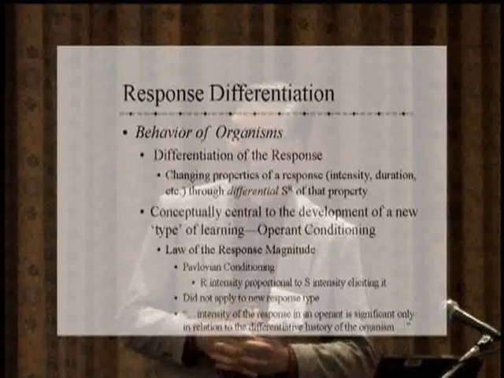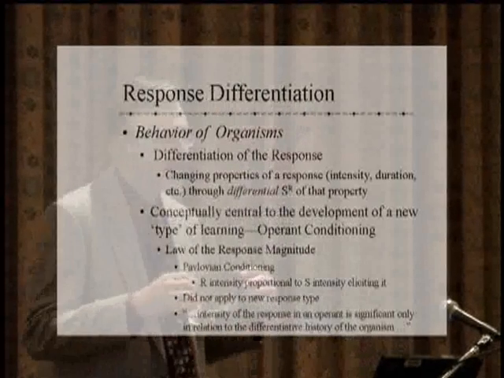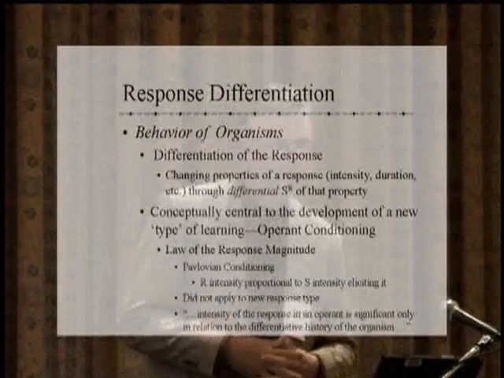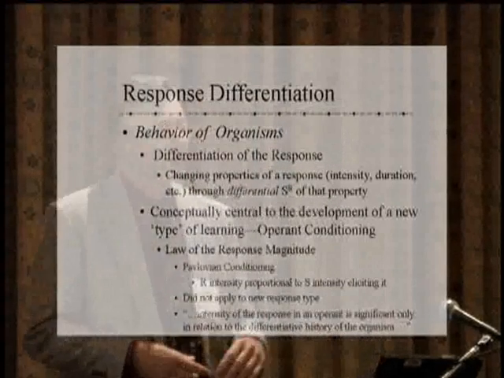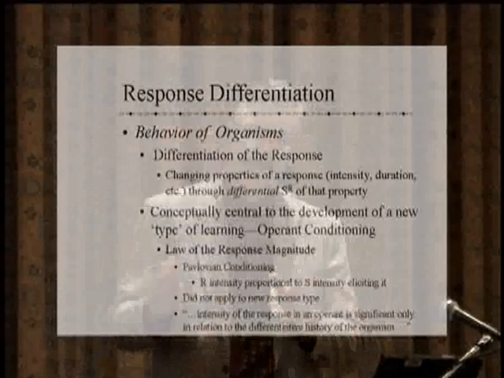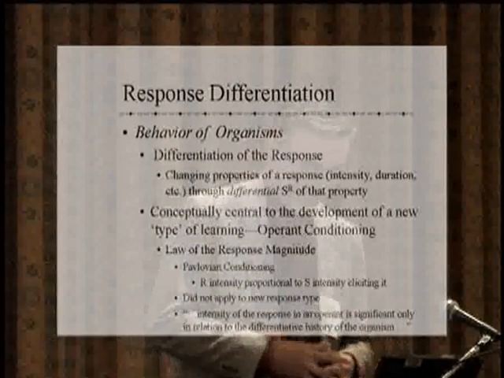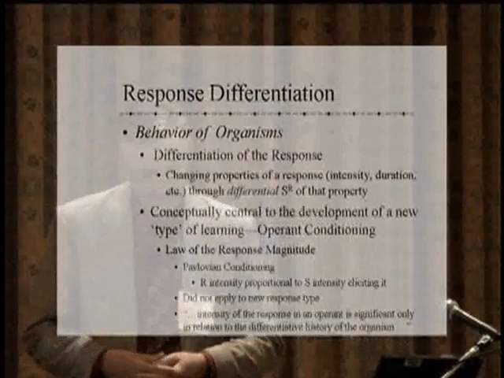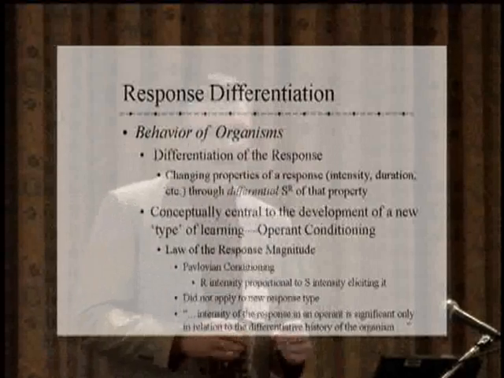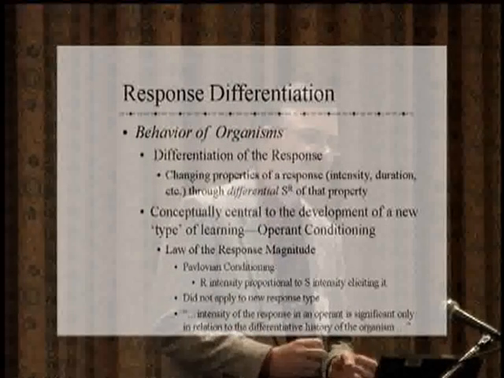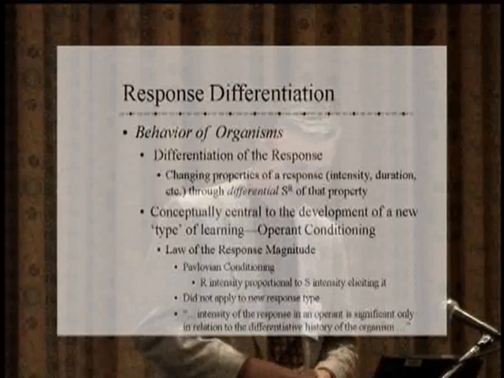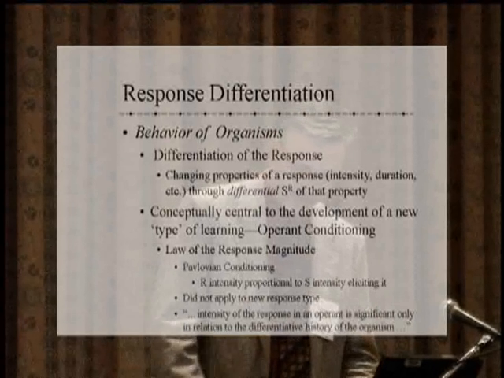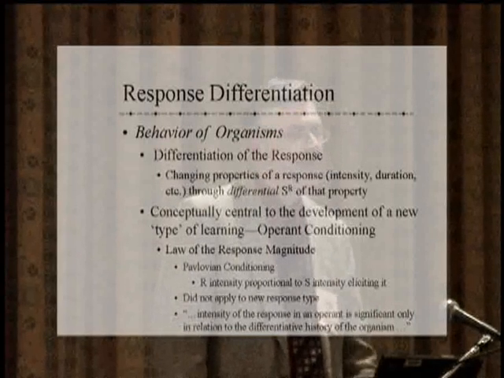In 1950, Skinner first wrote about the differentiation of the response. That is, the explicit changing of properties of the response, the intensity, the duration, the displacement, etc., through reinforcement of some responses having certain characteristics and not other responses that didn't have those characteristics. And it was conceptually central to Skinner's decision to develop a new type of learning, one called operant conditioning. And the reason for this was the law of response magnitude.